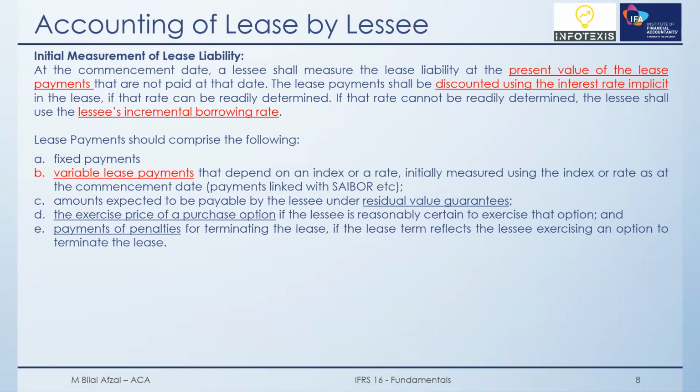Now the question is, when we discount those lease payments, what should be the discount rate used for discounting? The standard says primarily you should be using the implicit rate of interest in the lease. What is this? We will discuss it when we discuss the accounting treatment for the lessor. But practically, this implicit rate of interest is not readily available for the lessee. So the standard gives you the option: if the implicit rate of interest is not available, the lessee can use the lessee's incremental borrowing rate. So practically, companies normally use the incremental borrowing rate for the treatment of leases.